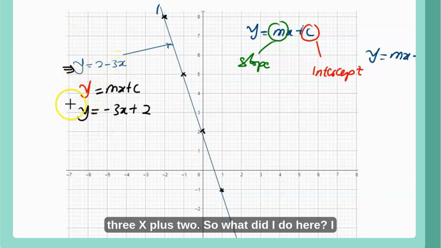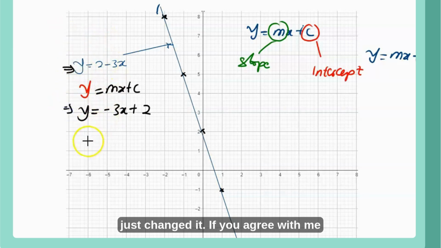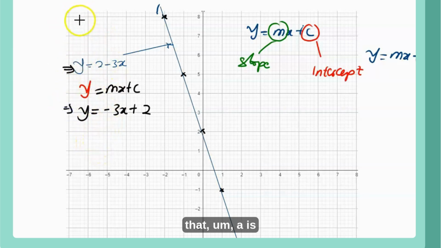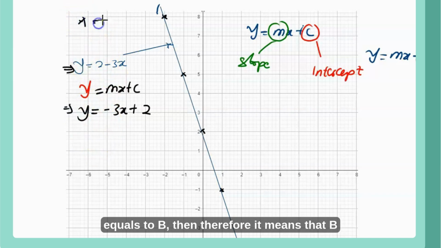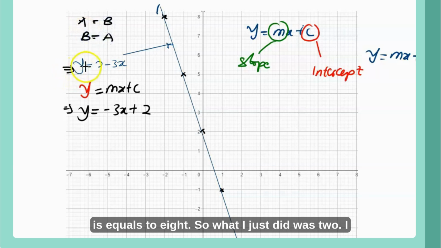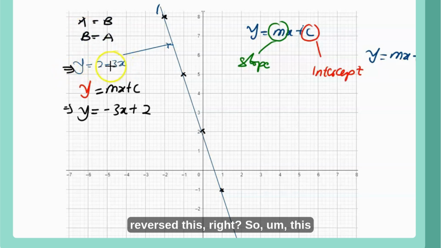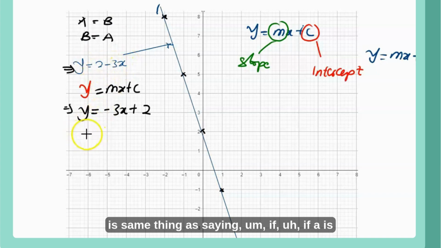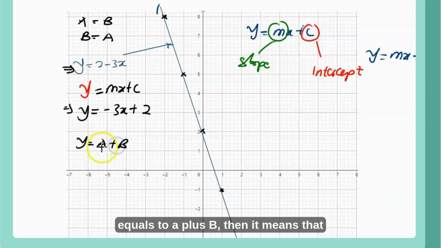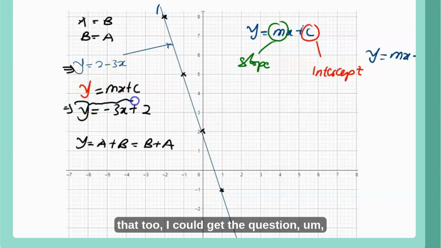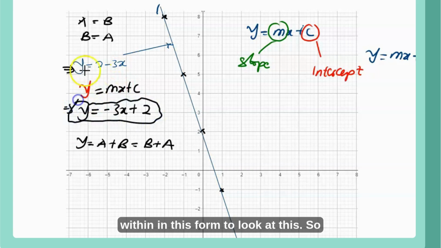So what did I do here? I just changed it. If you agree with me that a is equal to b, then it means that b is equal to a. So what I just did was to reverse this. This is the same as saying if a is equal to a plus b, then this is also equal to b plus a. So I just reversed it, so I could get the equation written in this form.